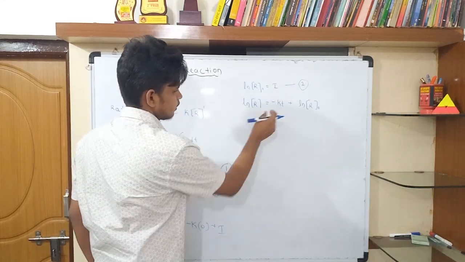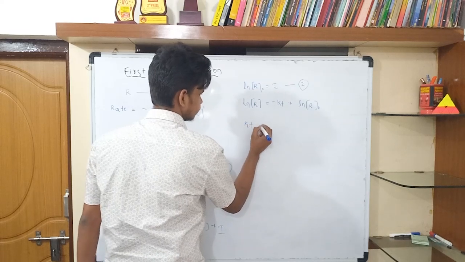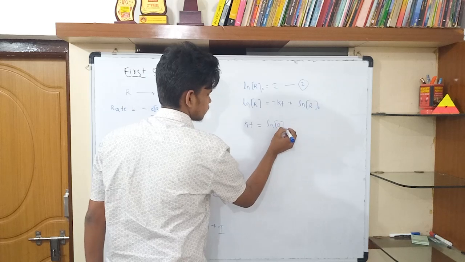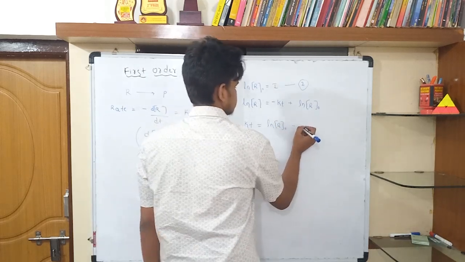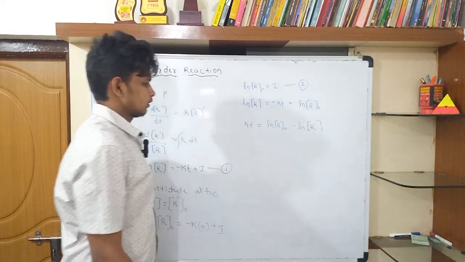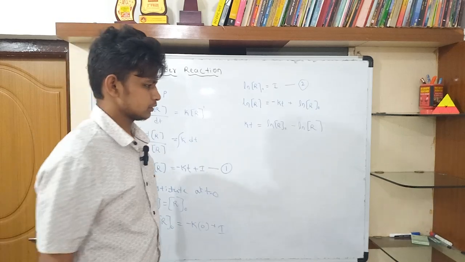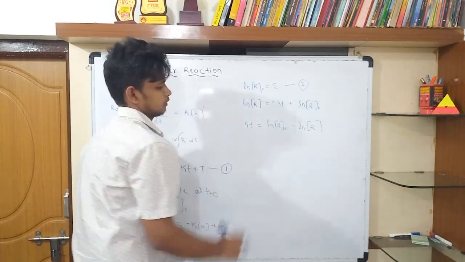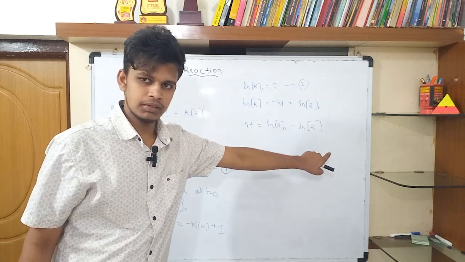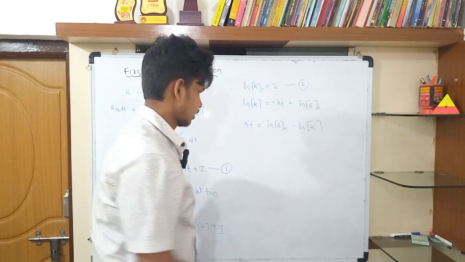After that we have to simplify, we have to send this one to that side and this to this side. Here it is minus, so it becomes plus. After taking this side, it is kt equal to ln of initial concentration of reactant minus ln of concentration of reactant. Before getting the value of k, we can simplify this using maths. We know the basic property: log a minus log b is log a by b. We can write it like that only.